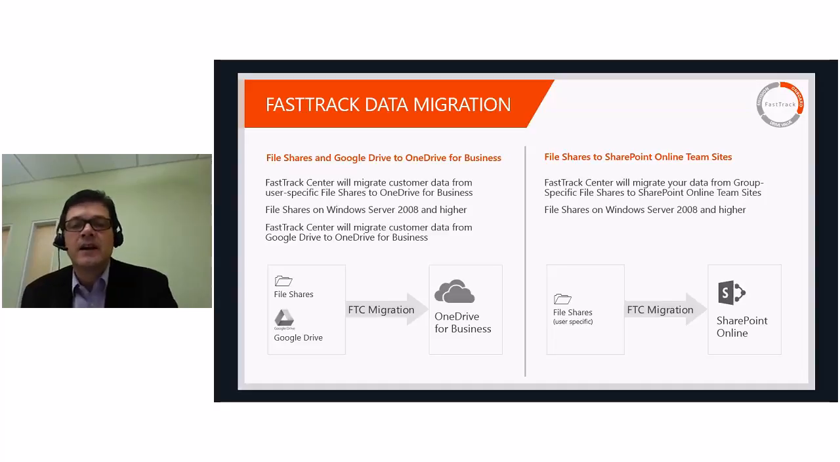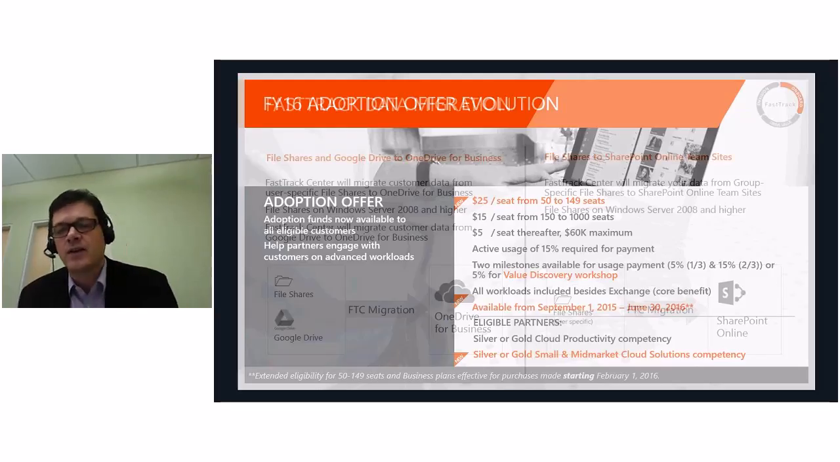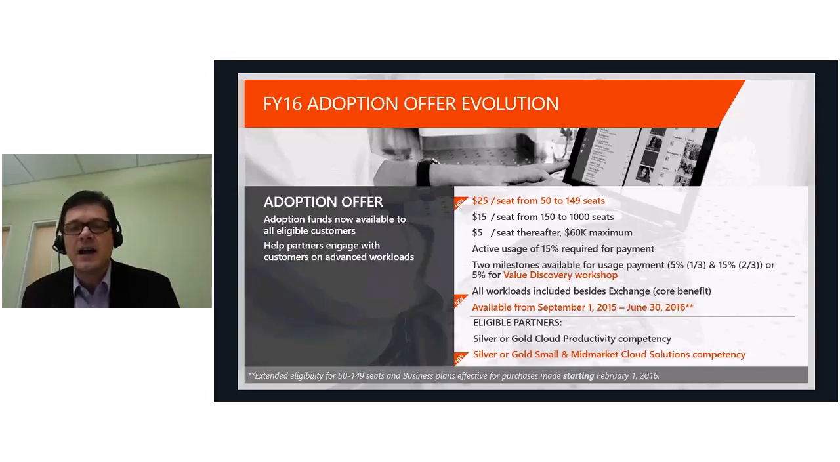There's the new kids on the block. The adoption offer, we modified the adoption offer to support the 50-seat increase. So we're offering tiered payouts now. From seats 50 to 149, we're paying $25 a seat. And then we'll carry on with the 15 and 5, which has been around for a while. Note, Value Discovery Workshop, best kept secret out there. We will pay out 5% on Value Discovery Workshop if you're doing it. And then, of course, the increase in the eligible SKUs has been put in there. And a couple of competencies are also now eligible to apply for the adoption offer. So in summary, that's what we have. Talking about incentives, I think we like incentives.